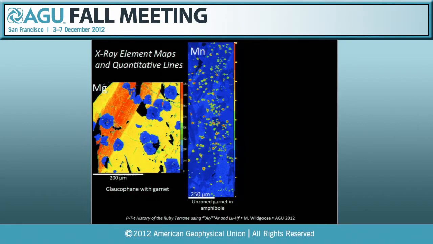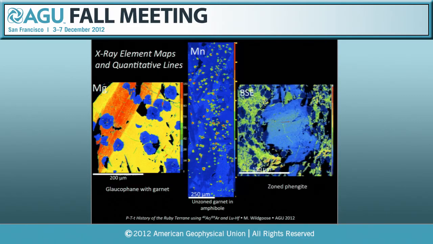We've also been doing this magnesium map. We've been looking at garnet in magnesium space, trying to see if lutetium or other heavy rare earth elements concentrate in the core. We have not found that yet, and we don't think we're going to. So they are homogeneous in that sense, too.